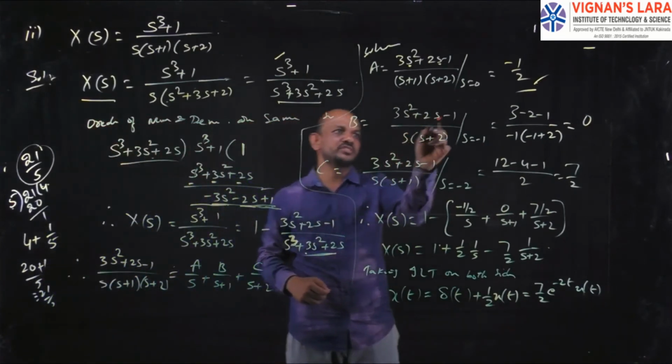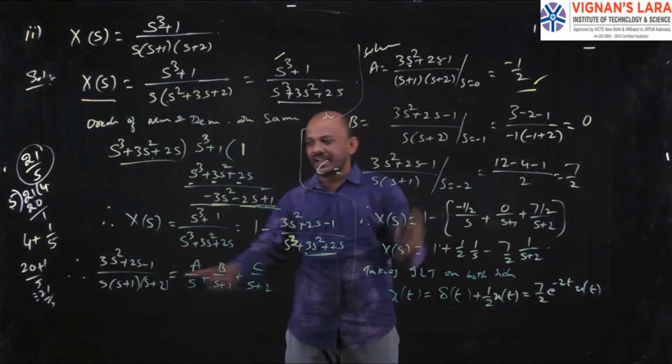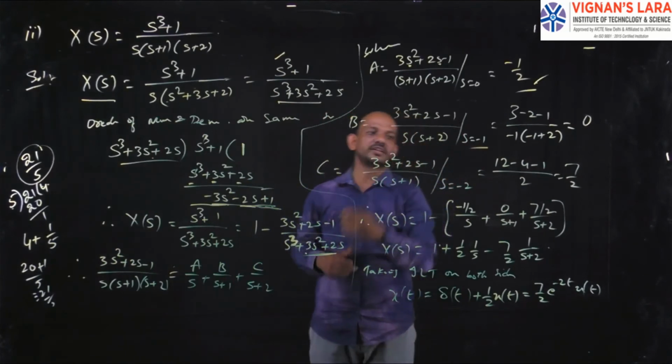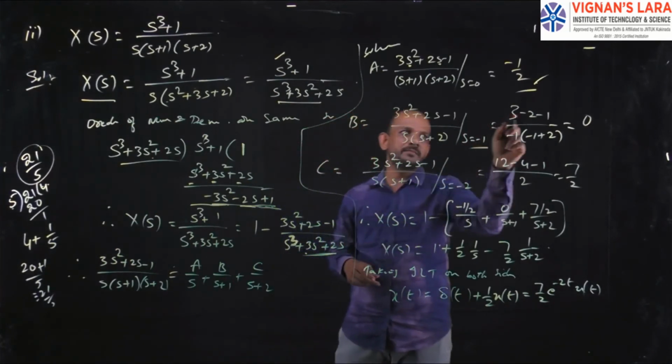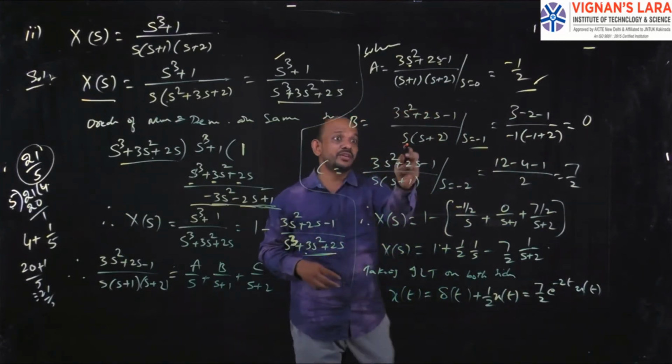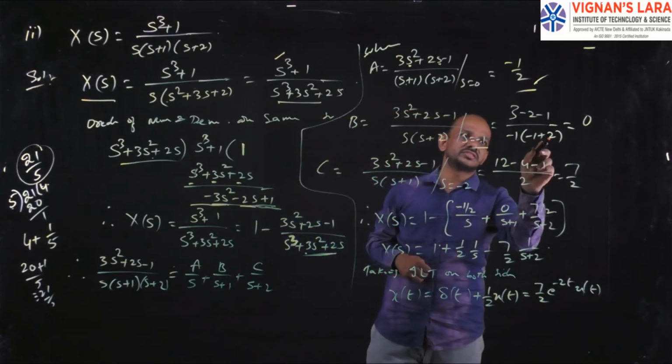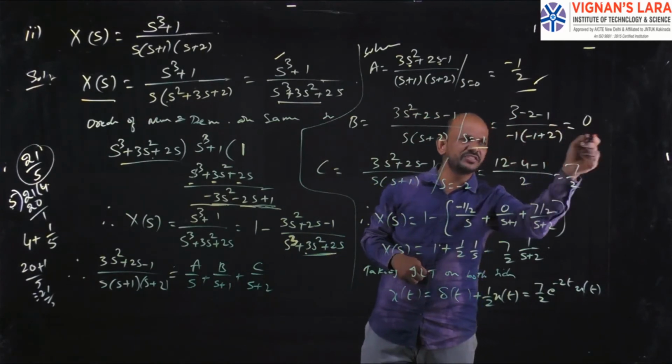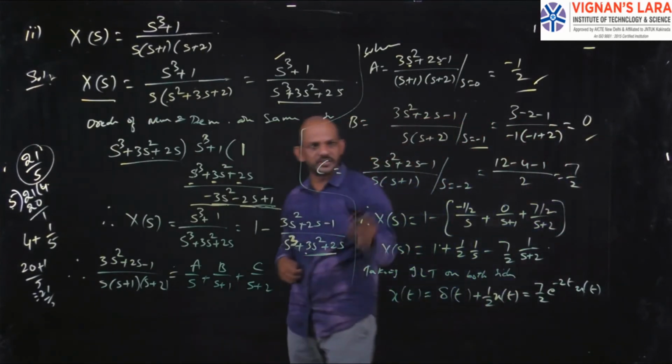3s square plus 2s minus 1 by s into s plus 2. At s equal to minus 1, substitute minus 1 here. 3 minus 2 minus 1 by minus 1 of minus 1 plus 2. So this is 3 minus 0. 0 by anything is 0. Answer is 0. So b equal to 0.